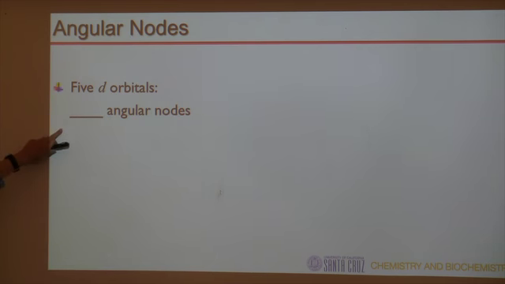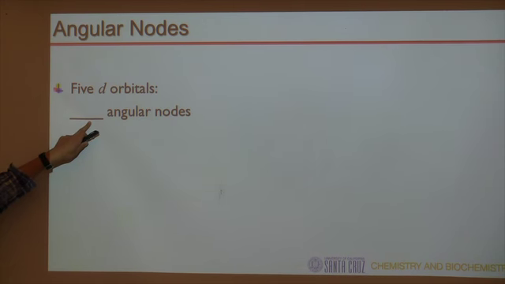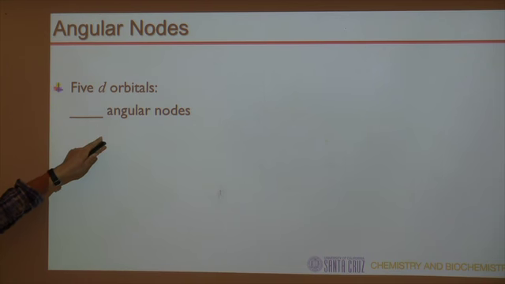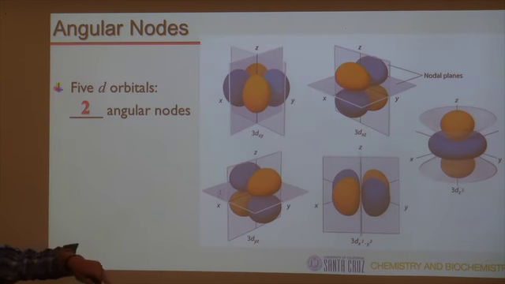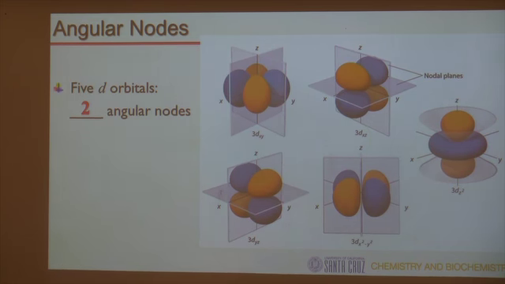Well, actually, I asked you the question. 5d orbitals should have how many angular nodes here? 2. D orbital? L equals what? 2. So you have 2 angular nodes, right? Everybody agree? Those are the 2. There are 5 d orbitals, and each of them has 2. For example, this one, 2.